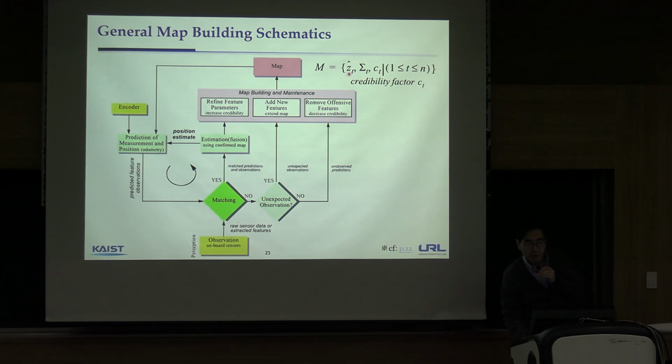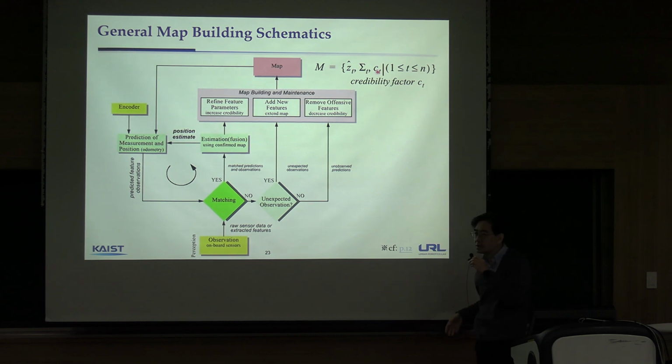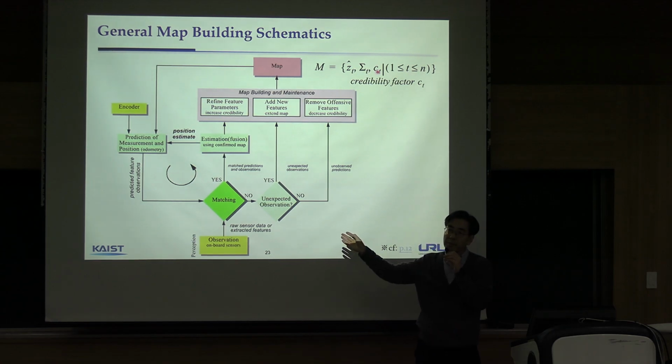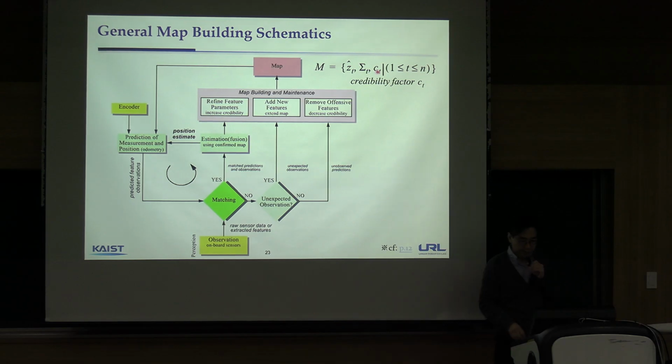The map will be, for example, the position information of the landmarks or the features. Z hat is the position information, and sigma is their covariance. C is the credibility factor. So we can increase or decrease this credibility factor, and if the feature is below some credibility threshold, then we can remove it from the map. So that's what happens in the SLAM.